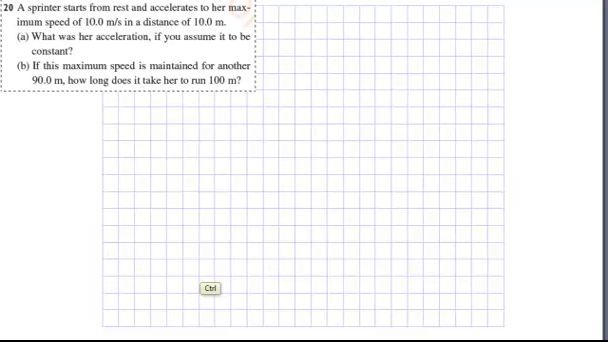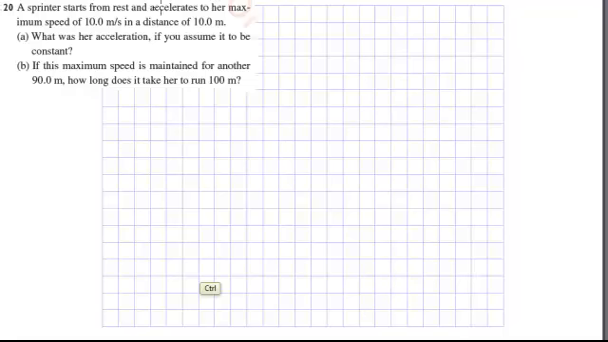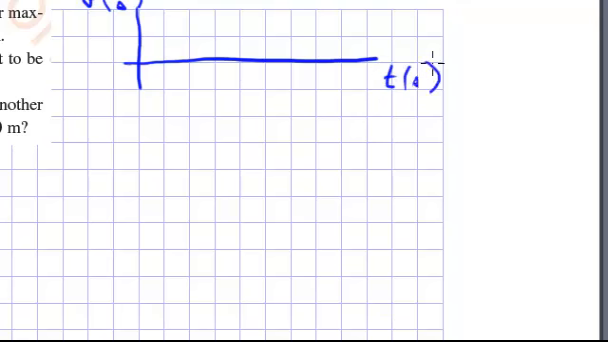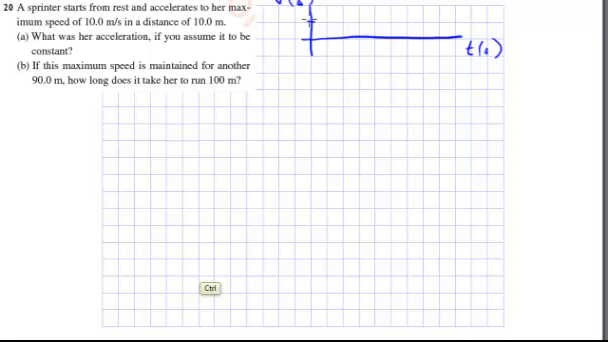So let's draw a v versus t plot for the situation here. V versus t will look something like this. Vertical axis velocity in meters per second, horizontal axis time in seconds. And let's label this one tick up 10 meters per second. And so the profile of the race is going to look something like this.